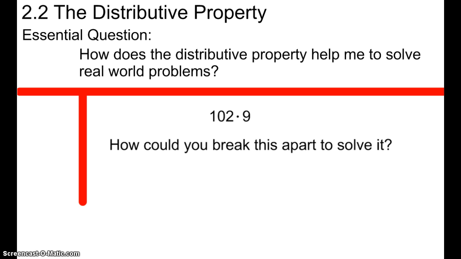So we're going to look at a problem like 102 times 9. How could you break that apart to solve it? Well, what I've seen your little brothers and sisters do is something called a number bond, where they've taken 102 and said, hey, that equals 102. So they break it into two little pieces. And then maybe they would do 9 times the 100 gives you 900, and 9 times the 2 gives you 18. So you could end up with 918 on that.